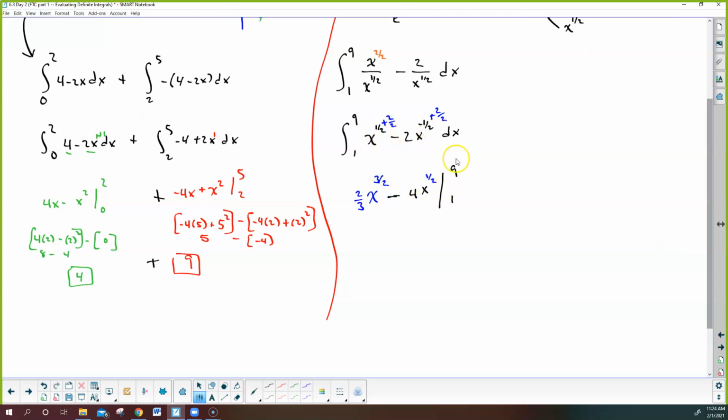Okay? So now it's time to evaluate the bounds. We're going to plug 9 in first, and 9 is going to go into both spots. And then I'm a big fan of, even if you don't need them for everything, but in this case you do, put brackets around it. Because the next thing we're going to do is plug in 1. And it's always the upper bound first and then the lower bound.